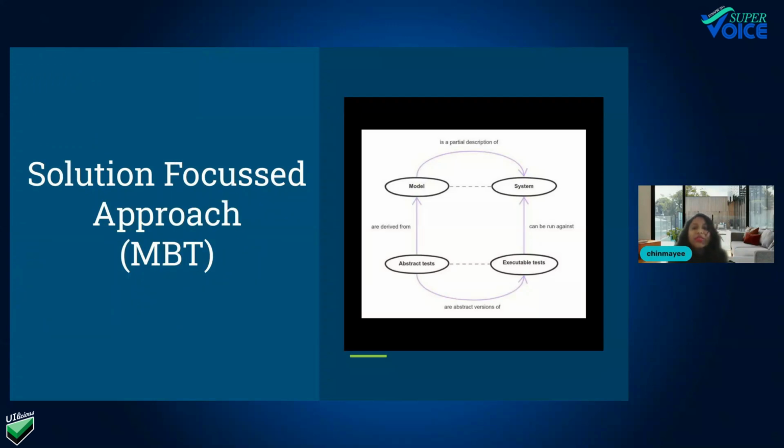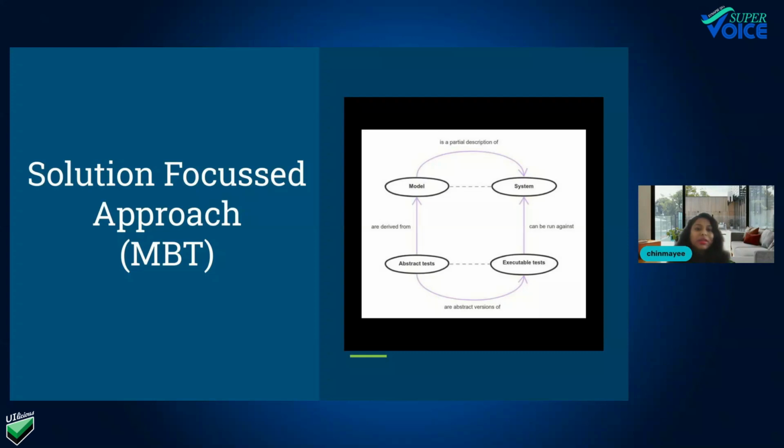Emily went in for a solution-focused approach that is called MBT. MBT is model-based testing. For a layman, you can think that MBT is for improving the workflows. It is something like a digital twin. You prepare a model of the system and then you test against that model.